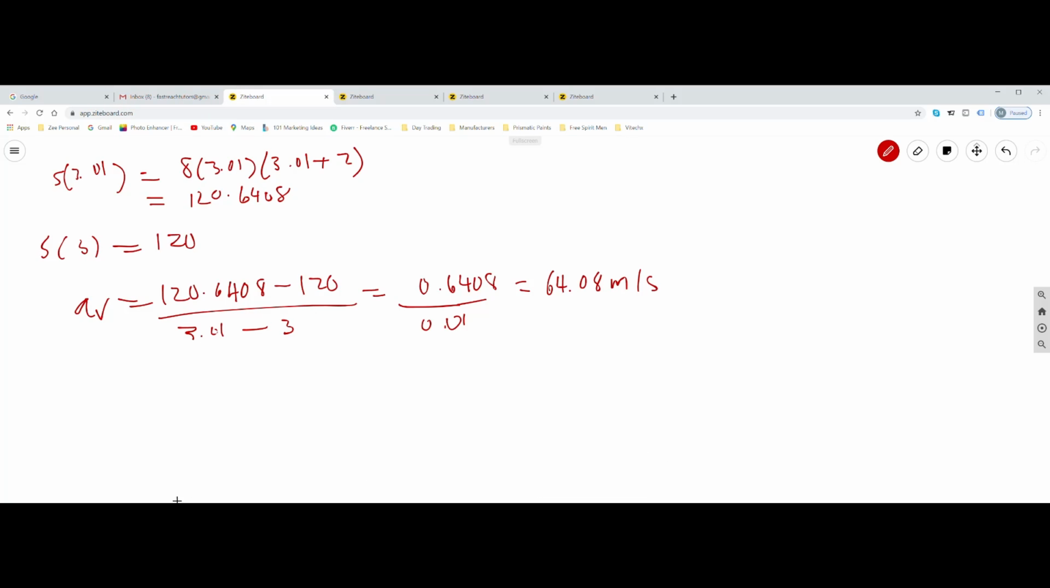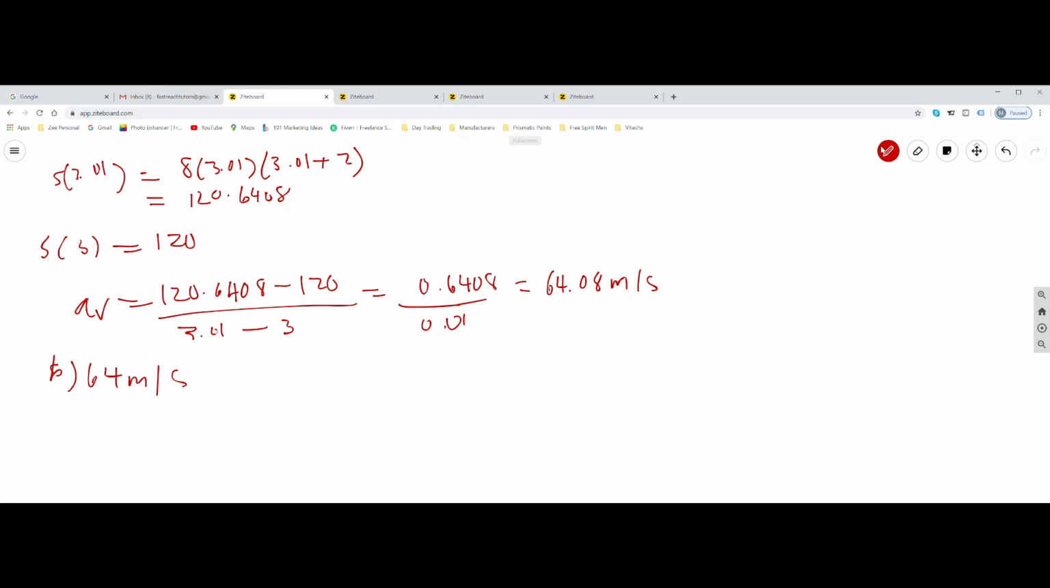So if you see this, it says use your results from part A to approximate the instantaneous velocity. Based on what we got from the previous answers, as the value gets closer and closer to 3, the instantaneous velocity at 3 is close to 64. So I'm going to say 64 meters per second squared.